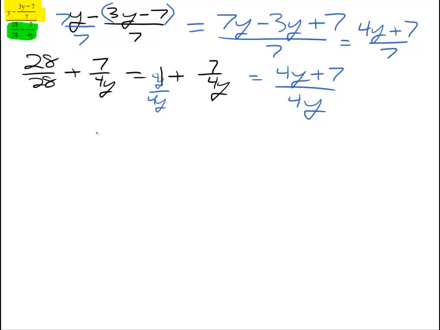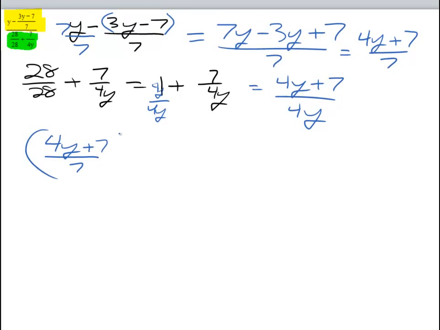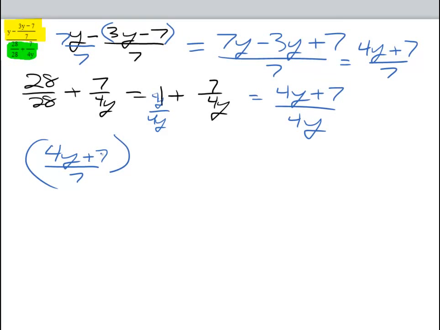So now we have 4y plus 7 over 7. That's my top fraction, all over 4y plus 7 over 4y.